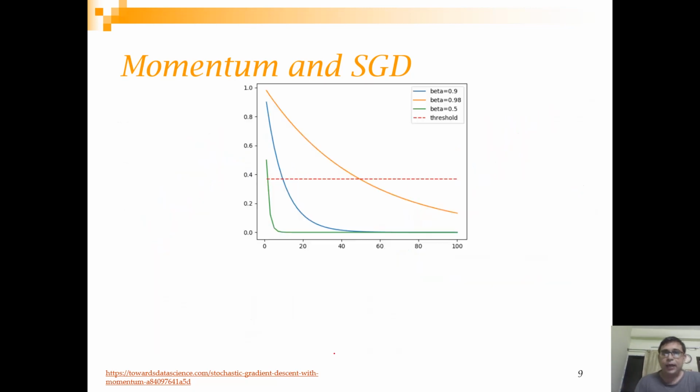And here is the weight of the previous terms. If you are using beta equal to 0.5, the weight falls quite flatly, so it only considers some of the previous terms. If you use beta equal to 0.9, it considers quite a lot of previous terms. And if you use beta equal to 0.98, you see that it can go up to about 100 previous terms over here.